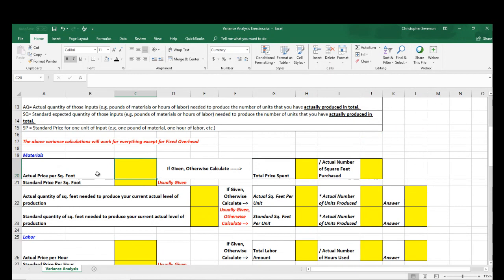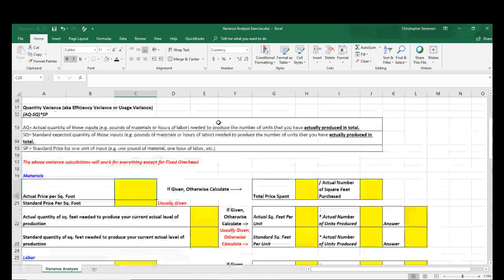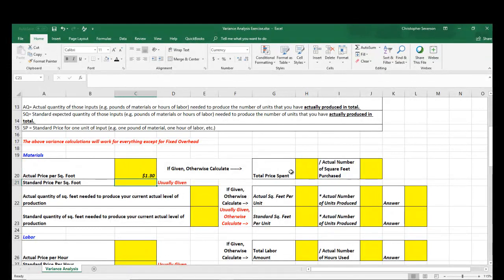So we need the actual price per square foot. And in this case, it gave us the actual price. We actually purchased this at $1.30 per square foot. In some cases, what they'll tell you is that we purchased 143,000 square feet for some total dollar amount, and we have to back into how much we actually paid per square foot. But in this case, it's here. It's $1.30. If we did have to calculate it, we'd take the total price spent divided by the actual number of square feet purchased, and we'd back into this number. So that's what this template is for.